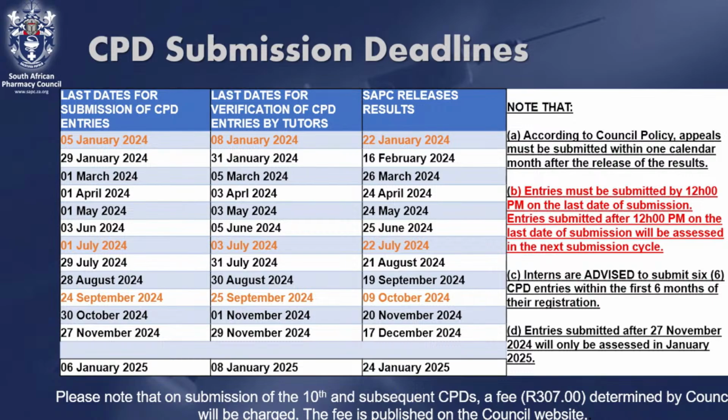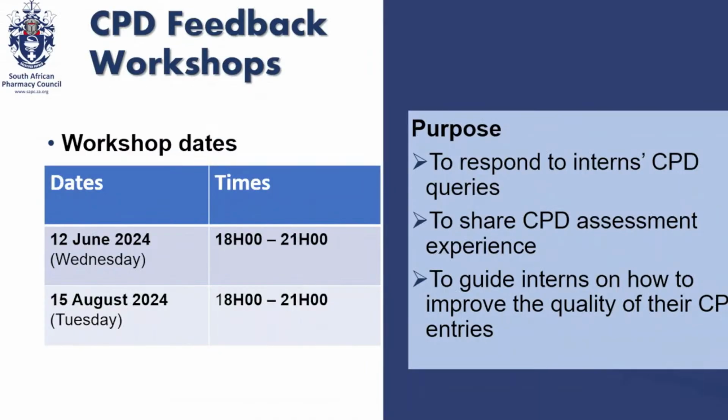If you submit and keep submitting, at the 10th and subsequent CPD submissions, there will be a fee levied against you in order for those submissions to be evaluated. That red triangle is the danger zone of the noting that I was referring to. And please revisit it so that you can refresh your minds.